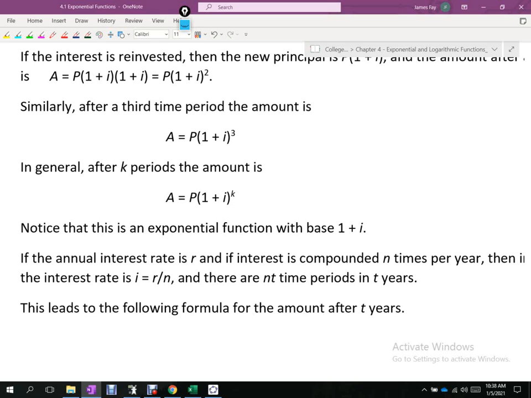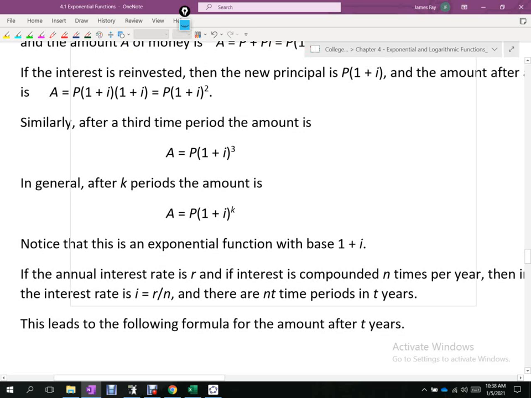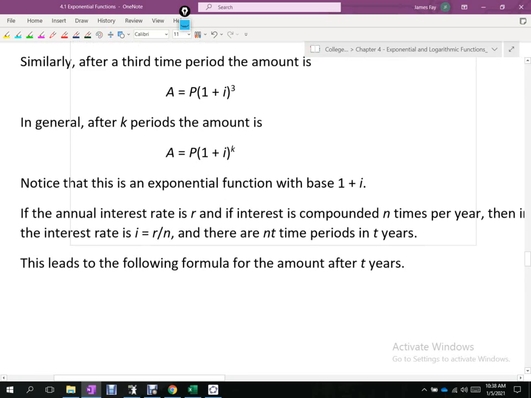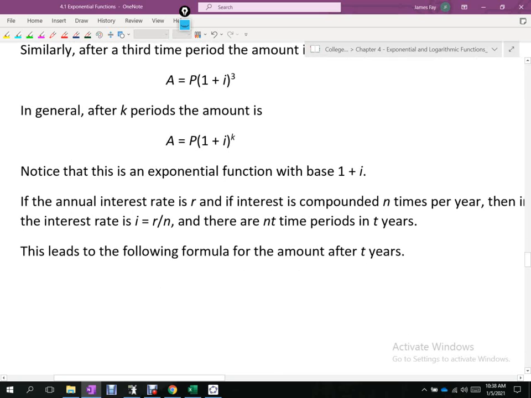Does that make sense? Okay. So when they say an annual interest rate of 20%, if I'm compounding it monthly, I'm not getting 20% every month. I'm getting 1/12 of 20% every month. Does that make sense? So that's where we get this I here, your interest, to be R divided by N. It's your rate divided by how many times you're going to compound it. We'll do an example here in a minute, which may make it seem a little clearer. And N times T is the time period in T years. Okay, so this leads to the following formula.